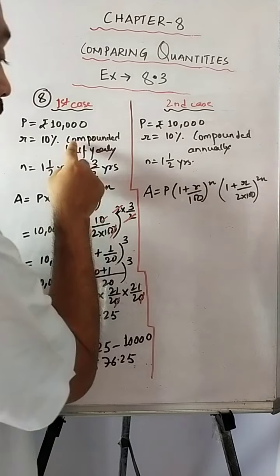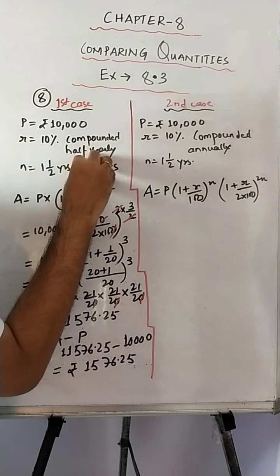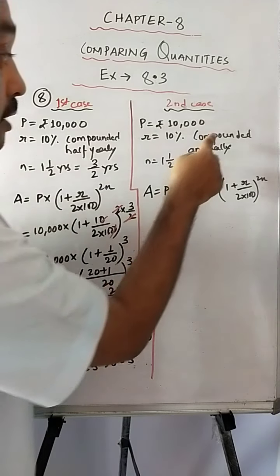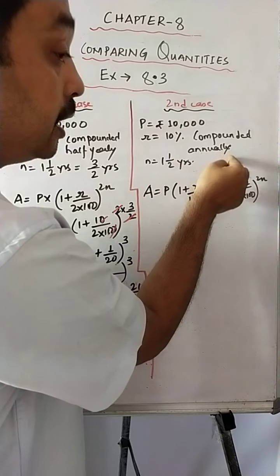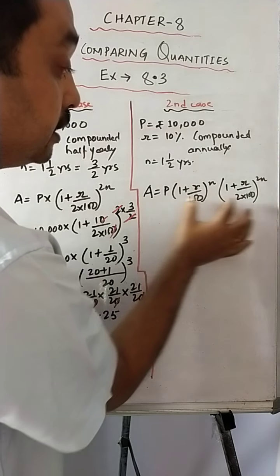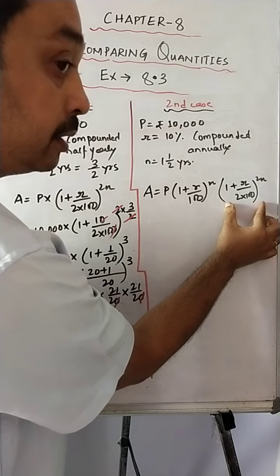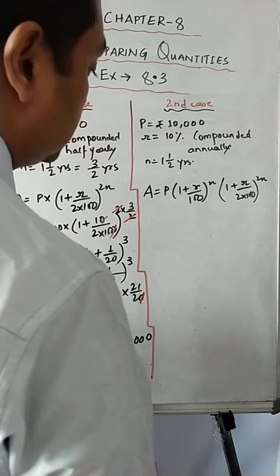You will write this formula only when it is written compounded annually. When it is written compounded half yearly, then you will directly change the number of years into the improper fraction form, use the half yearly formula and put in the values. But when it is written compounded annually, then you will not change this mixed fraction to the improper form. Rather, you will write this formula, where this part is for 1 year and this part is for half year. We have done this type of sum in the previous exercise also.